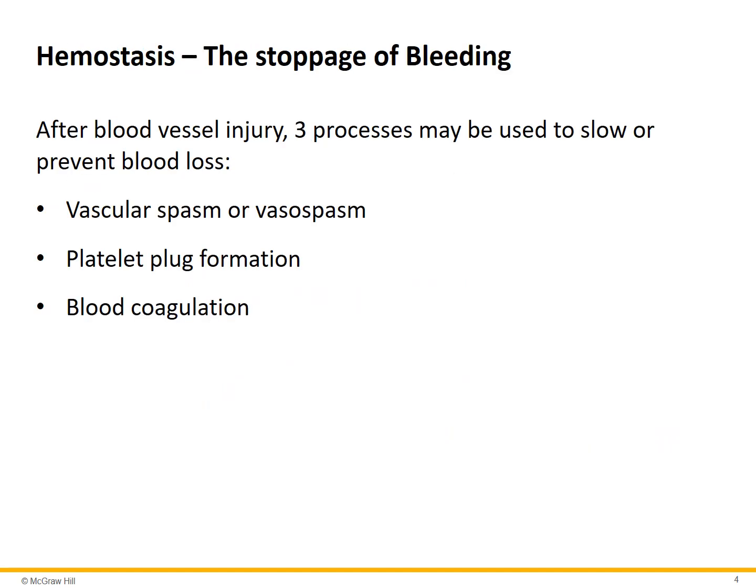So hemostasis, make sure you know the term hemostasis. So hemo means blood. Stasis means stop, right? So it means the stoppage of bleeding, and it's a 3-stage process that's used to hopefully slow down and prevent blood loss, depending on how big your injury is. The first stage is the vascular spasm, which is also called a vasospasm. So vaso is the word part for vessel. Then a platelet plug forms, and then the most efficient way of preventing blood loss is through blood coagulation.